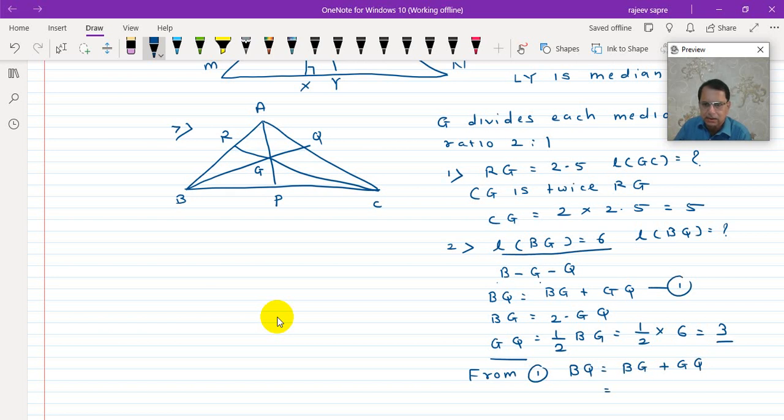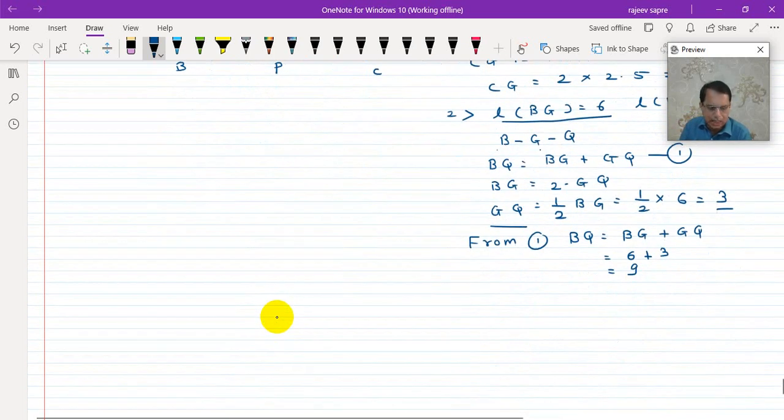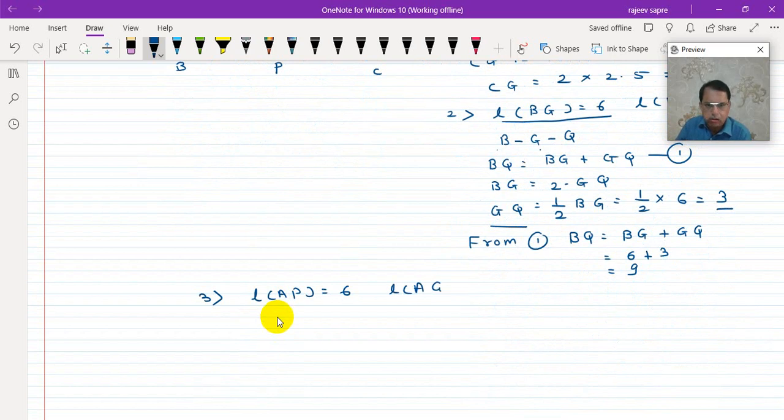म्हणजेच काय झालं? 6 plus 3 and so it is 9. Done. Now what about the last part in that? लेंथ AP 6 दिलेलं आहे तुम्हाला. थर्ड पार्ट काय दिलेलं आहे बघा, लेंथ ऑफ AP इज इक्वल टू 6 दिलेलं आहे. मग त्यांनी विचारलंय तुम्हाला लेंथ AG किती आहे आणि काय विचारलंय, लेंथ GP किती आहे. लेंथ GP किती आहे असं विचारलंय.